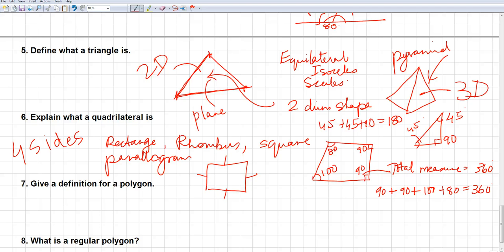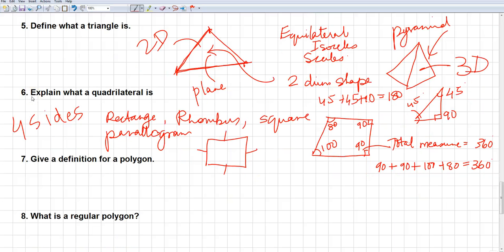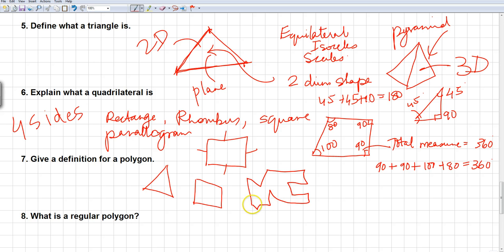Now, what is a polygon? A polygon is a plane surface bounded by closed lines. For example, a triangle is a polygon. This is a polygon. It could be any shape, but it has to be closed and it has to be bound by lines. Okay, so that's your polygon.